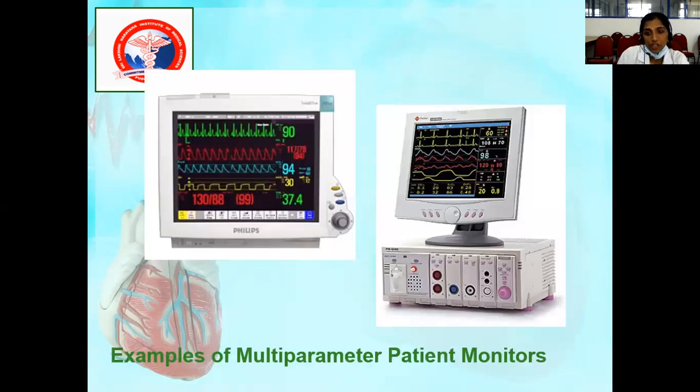So these are some multipara patient monitors which we have. You can see in the first picture, the green one, first line topmost is the ECG. Then the red one is the invasive blood pressure. Then next is the plethysmograph used for SpO2 monitoring. Then it is the capnograph used for EtCO2 monitoring.